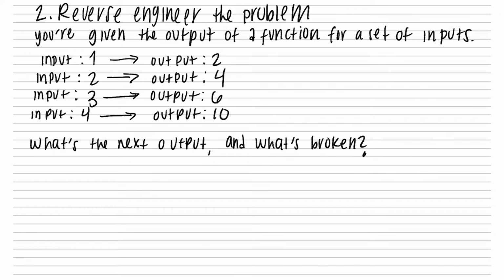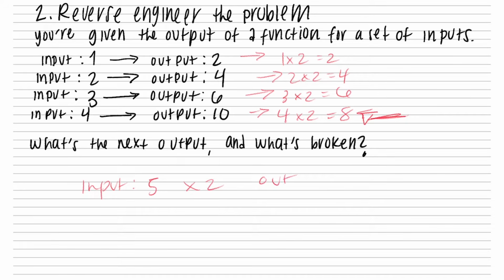Immediately, I just start looking for a pattern. As a computer science person, that's what I do. And I noticed that 1 times 2 equals 2, and 2 times 2 equals 4, and 3 times 2 equals 6. So 4 times 2 should be 8. So this breaks the pattern. And the next one should be input 5 times 2, and that is the one that should output 10. This one was pretty simple.